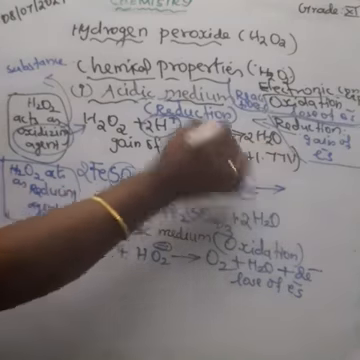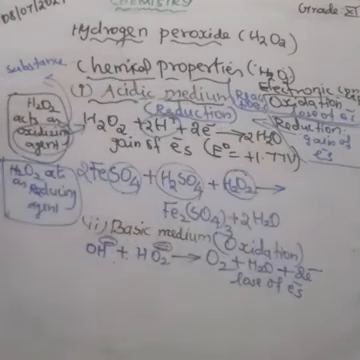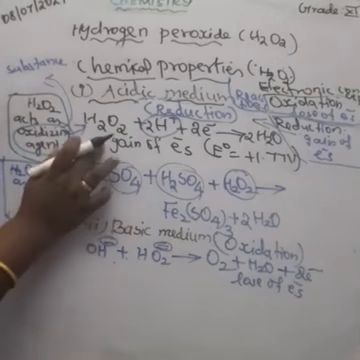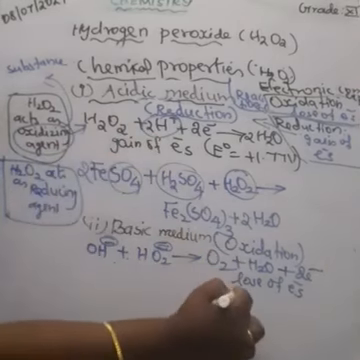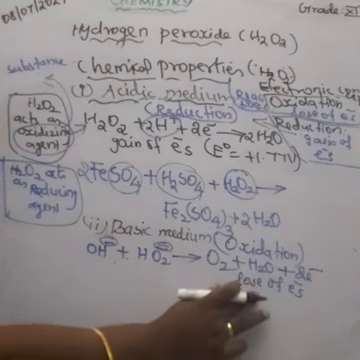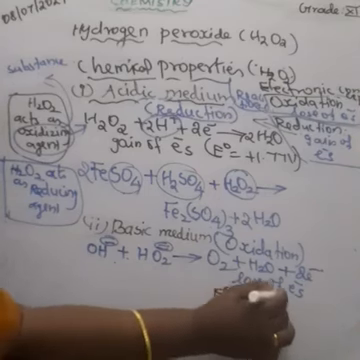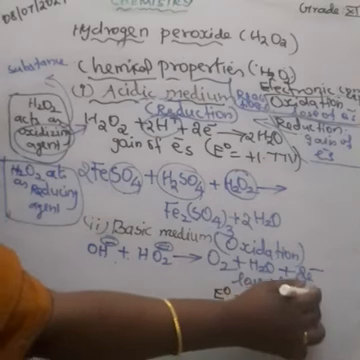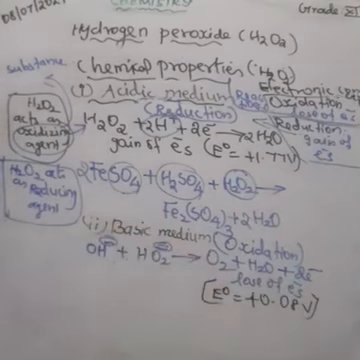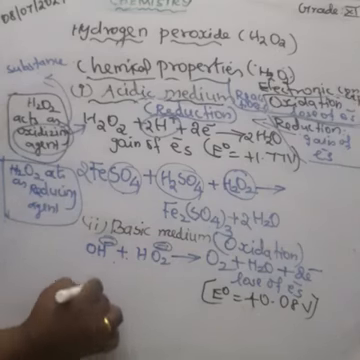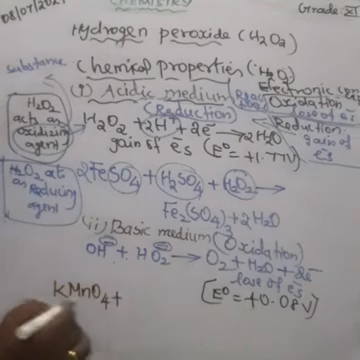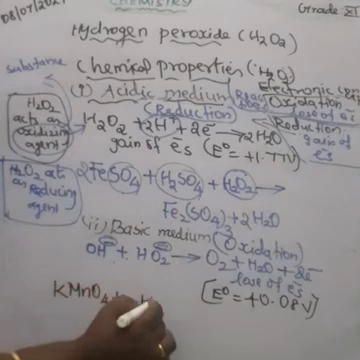1.77 volt electric potential is developed when the reduction reaction occurs, and plus 0.08 volt electrical potential is developed in the oxidation reaction. Okay, so for the basic media, for example, KMnO4, potassium permanganate, reacts with hydrogen peroxide. Both are in aqueous solution.